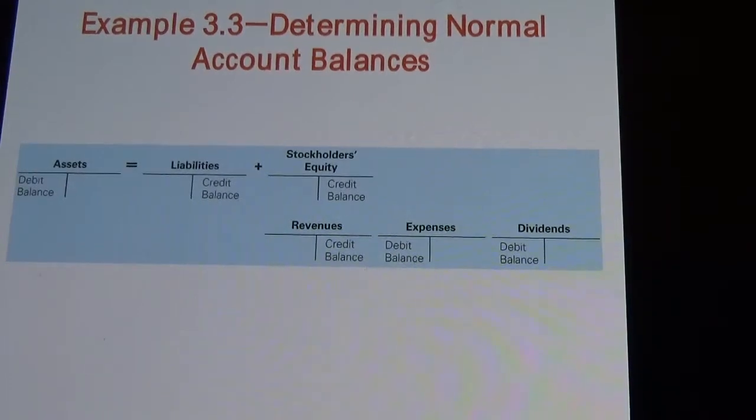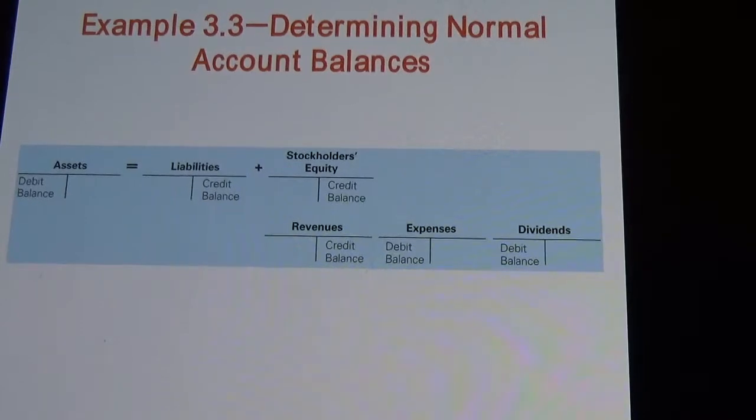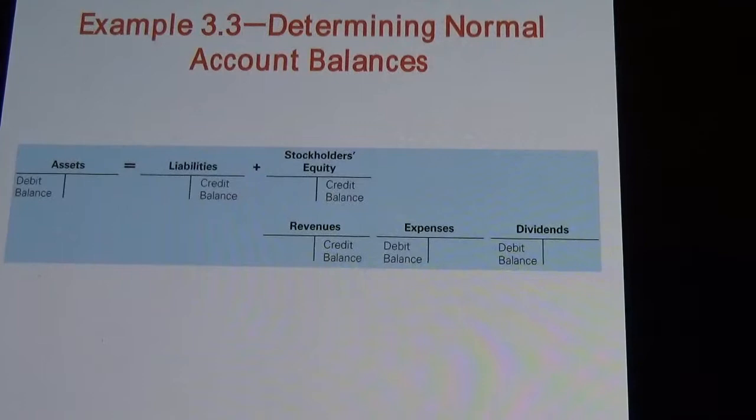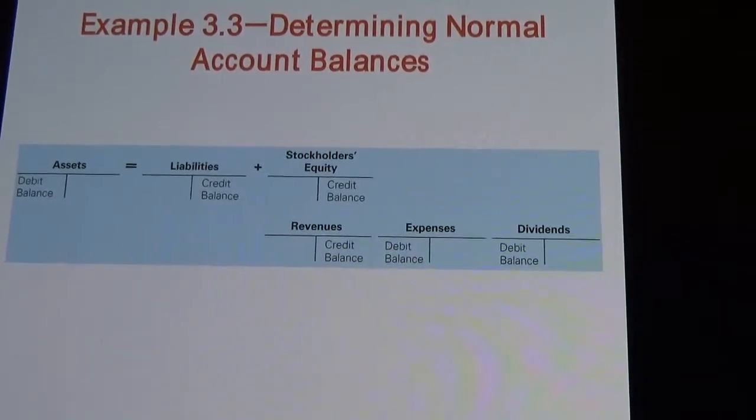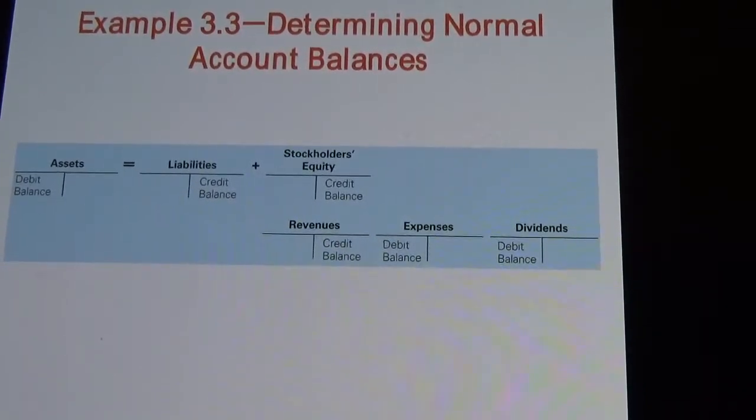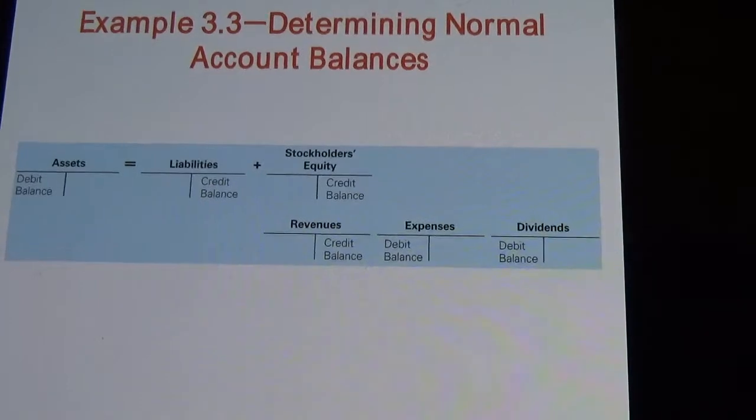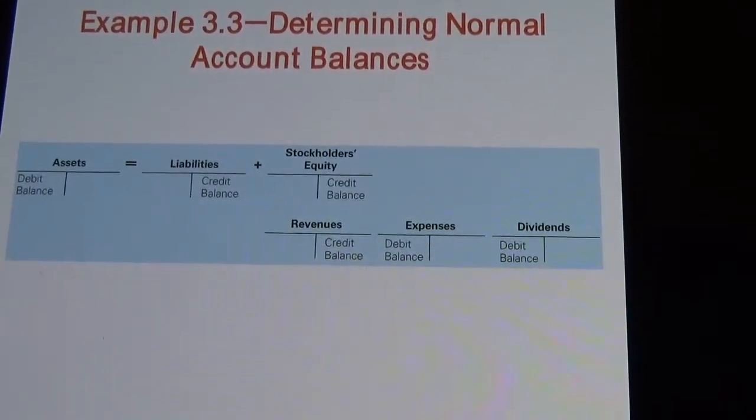This summarizes those normal account balances then. Assets have debit balances because they're on the left side of the equation. Liabilities and equity accounts have credit balances because they're on the right side of that equation. Revenues increase stockholders' equity, therefore their balance is consistent with stockholders' equity, so they have a credit balance. Expenses and dividends decrease stockholders' equity, therefore their behavior is opposite of stockholders' equity, and therefore they have debit balances.